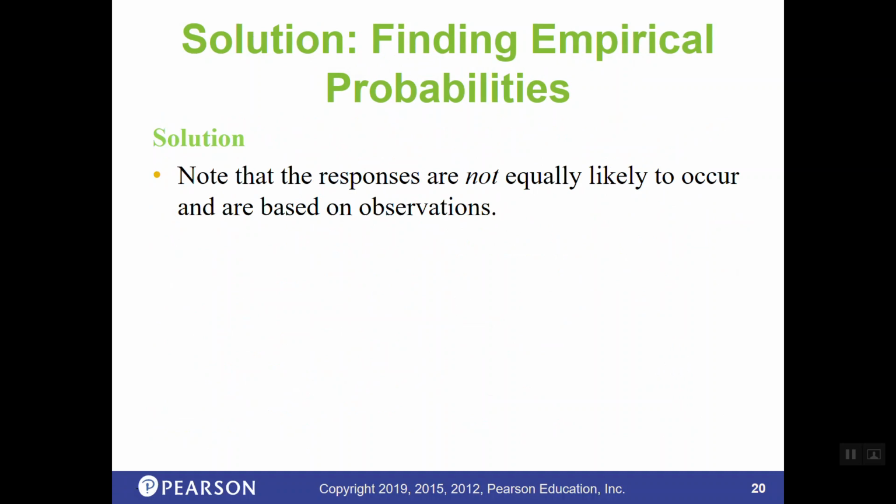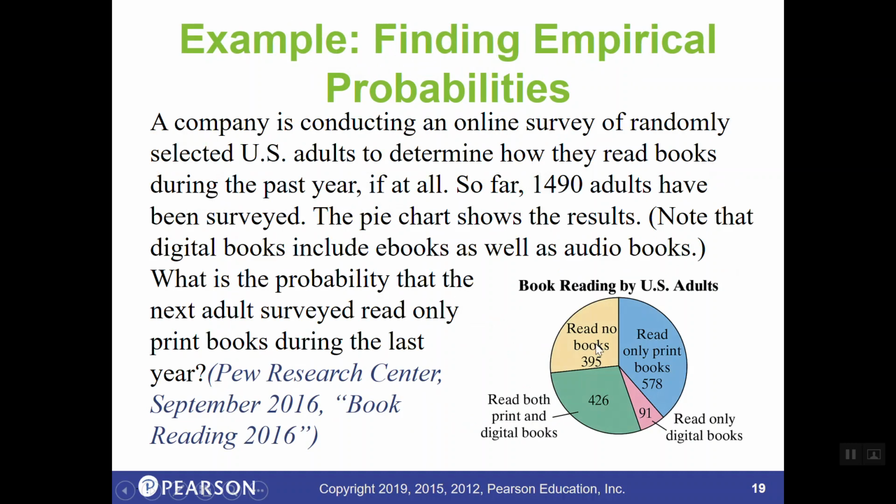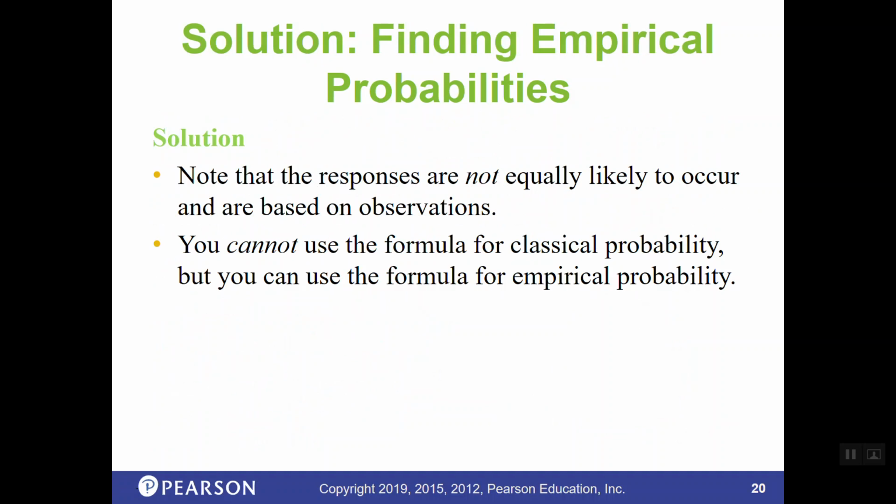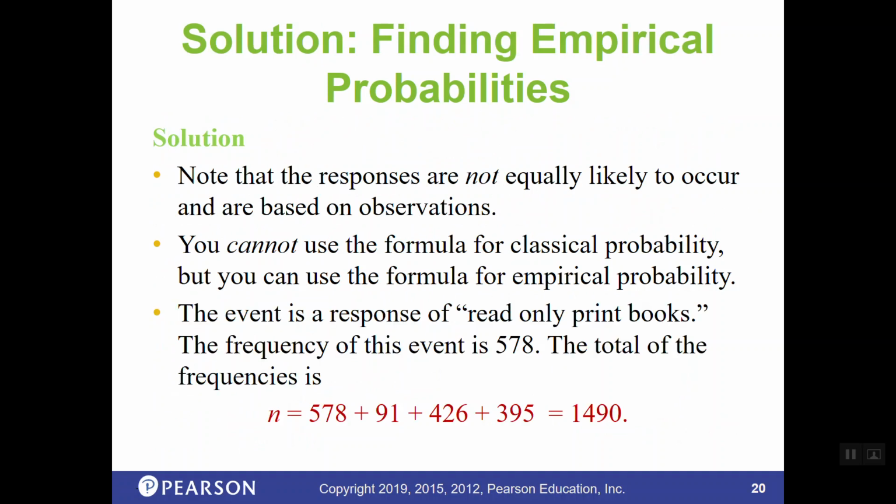So it says, note that the responses are not equally likely to occur and are based on observations. Okay, so notice that they are not all the same number. That's what it means, but they are not equally likely to occur because they all have different numbers. The pie is not divided equally. So next, you cannot use the formula for classical probability, but you can use the formula for empirical probability.